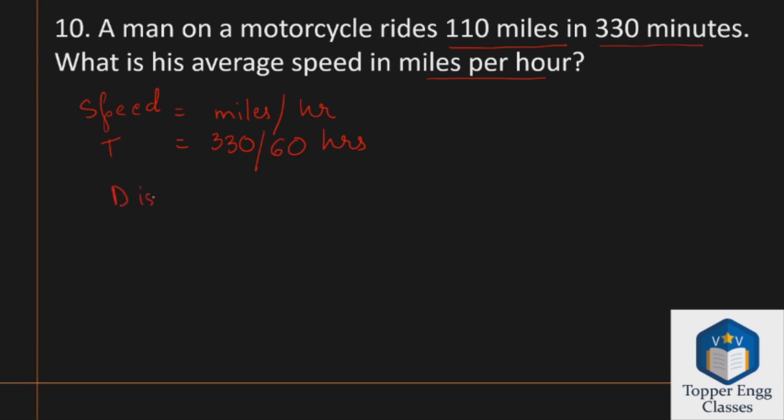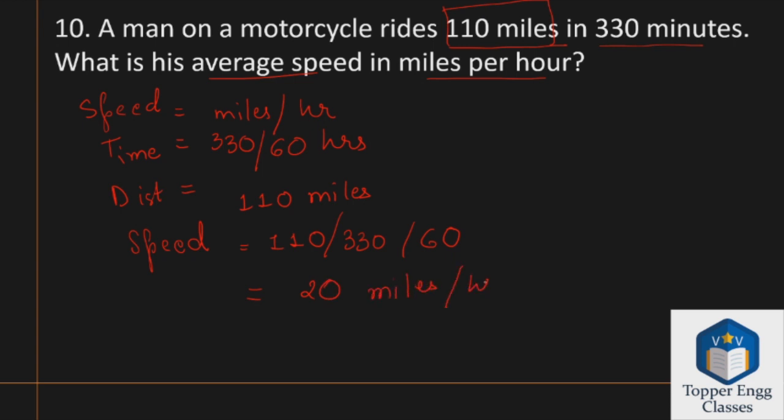Distance. This is time. Distance is given as 110 miles, and we have to calculate the speed, that is the average speed. So that is 110 upon 330 upon 60. That is nothing but 20 miles per hour. See, you have to calculate it by yourself because it will help you in practicing the questions too.